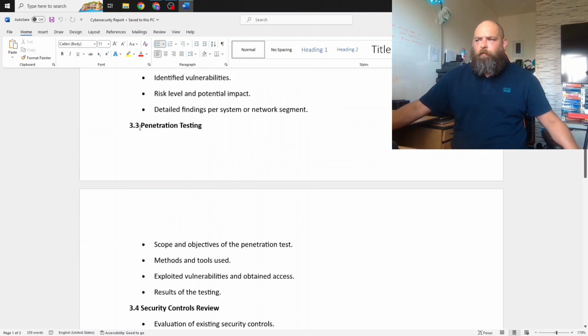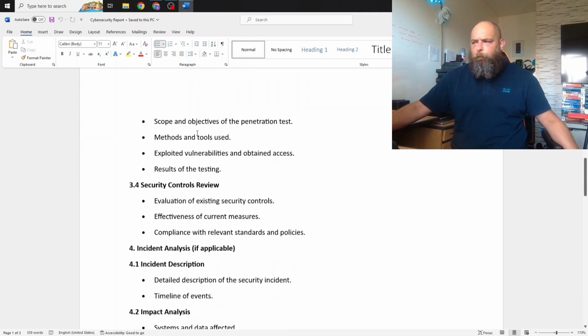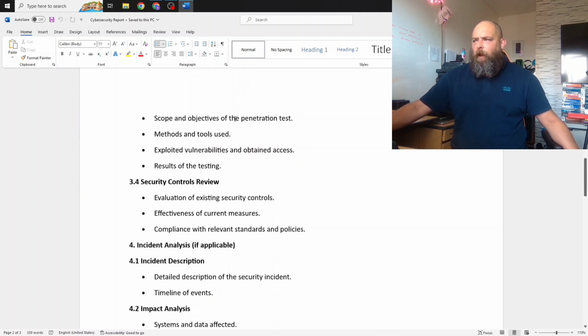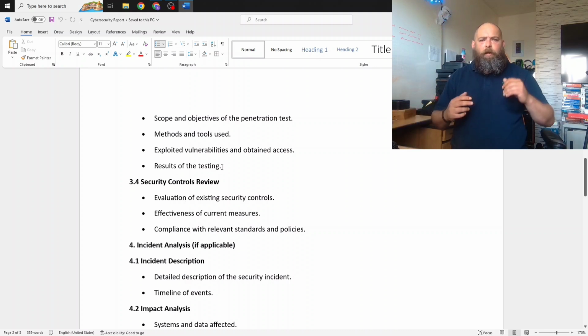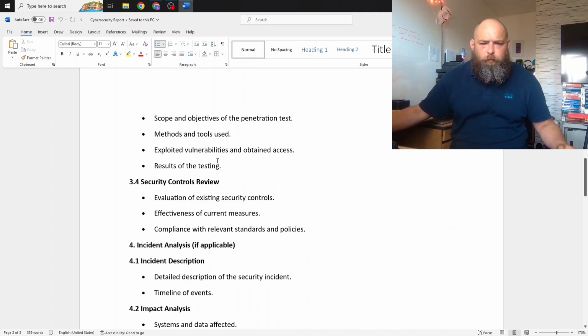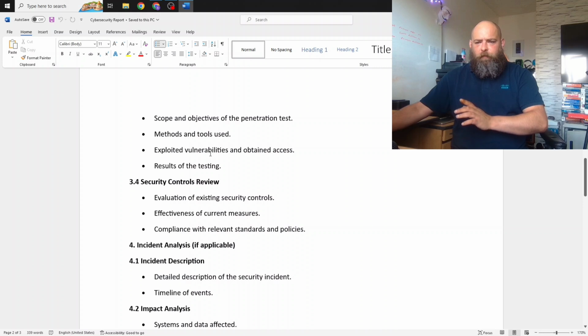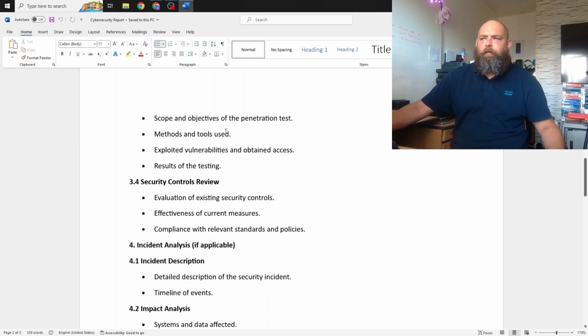Then of course, section 3.3 leads us to penetration testing, such as the scope and objectives of the pen test, methods and tools used, exploited vulnerabilities and obtained access, and results of the testing. Again, a full pen tester's report would be needed, and on top of that, not only needed, but it would also have to be included within our overall cybersecurity report.